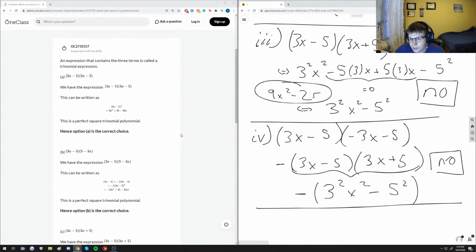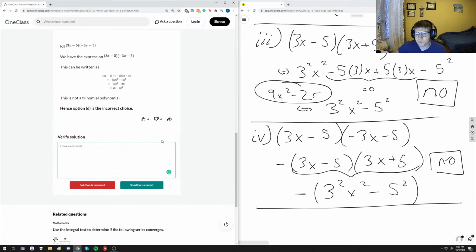And that concludes this problem, and this solution is correct. It agrees with every part. And I'm going to say that they did a great job, and that concludes that question.